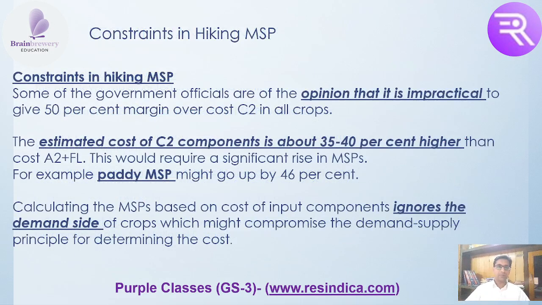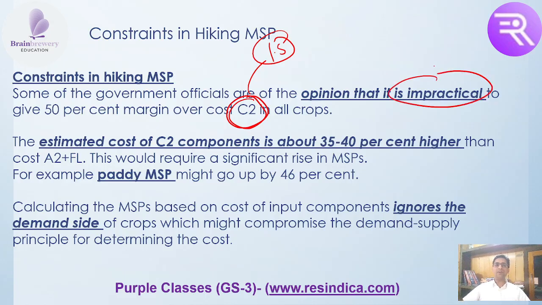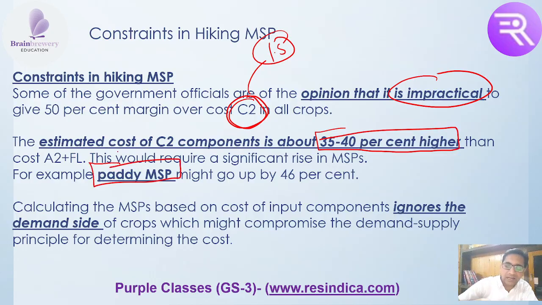and since then all the issues are happening. Then what is the issue of raising the MSP? It is said that if you are doing the costing of 1.5 times of C2, then it is impractical to give a 50% margin, because if we do that, the MSP will rise by 35 to 40%, even if we go by paddy MSP. So right now whatever we are giving for paddy, it will increase by 46%, and this also ignores the demand side of the crop.